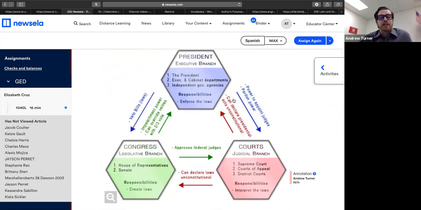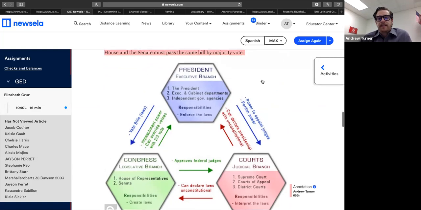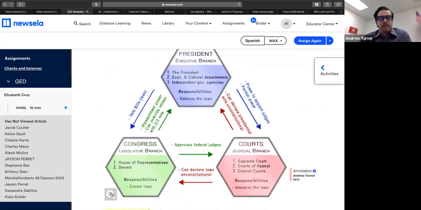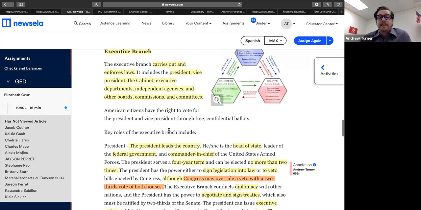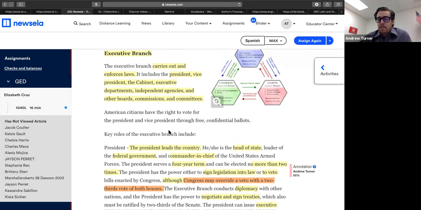This is another really good visual of the interactions between the branches, and there's a section on IXL.com that has this image. This is a visual of the checks and balances. Somebody want to read executive? No one? Anyone?